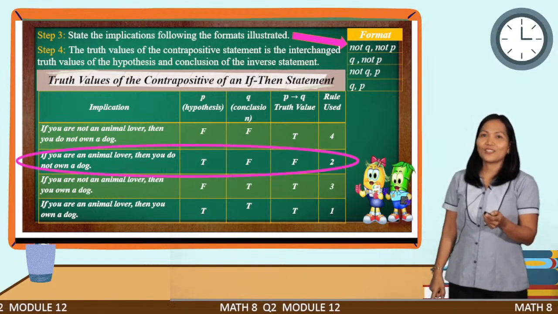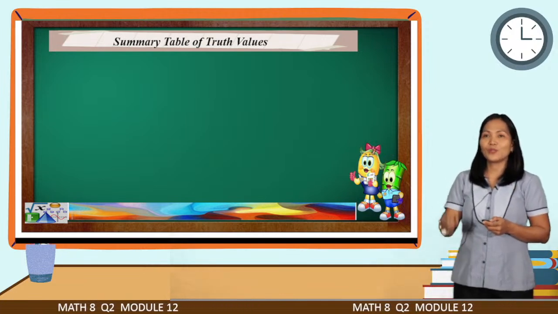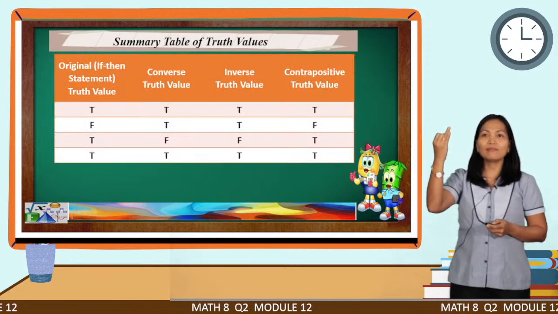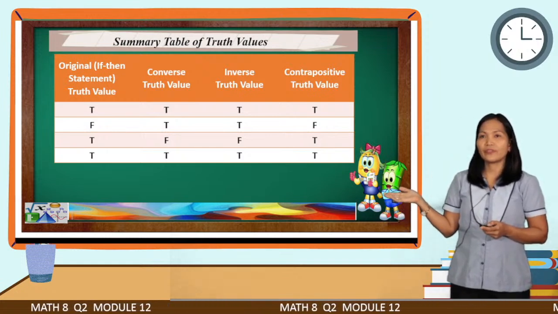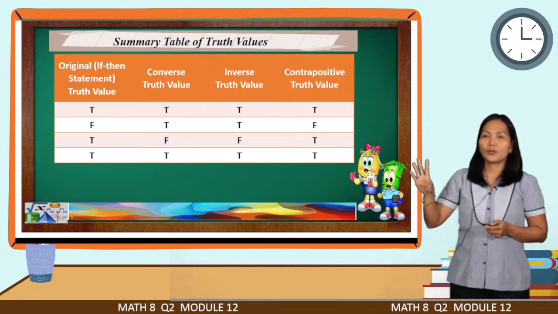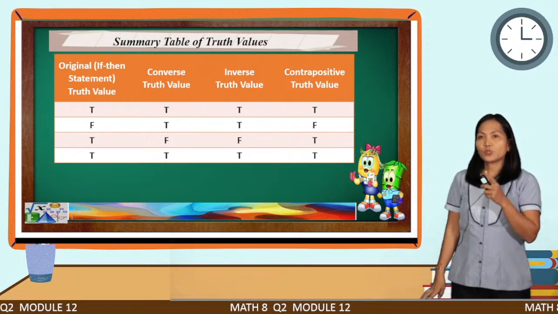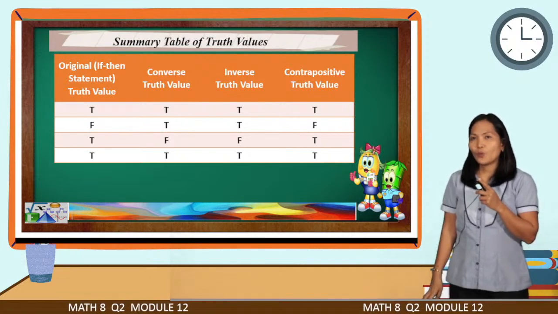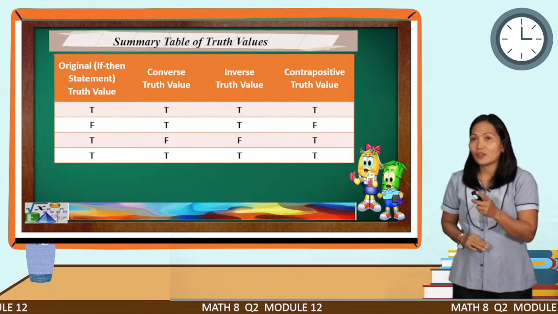Okay. So let's have the summary table of truth values. The summary table of the if-then statement, the converse, the inverse, and the contrapositive. I want you to observe the 4 truth values. So let's have the original statement or the if-then statement, truth value: true, false, true, true. Which among the three is the same as that of the if-then statement?